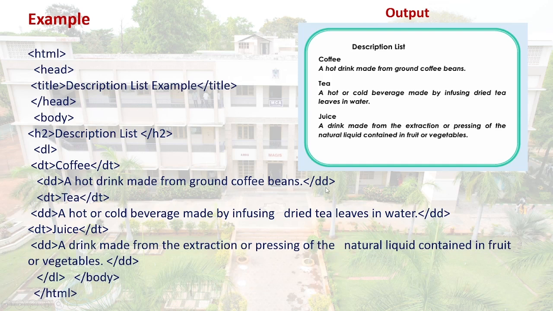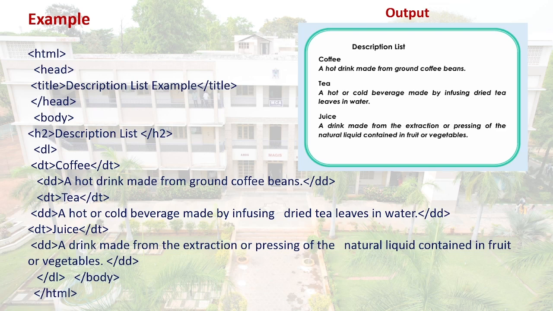So I can close the description. Again I can mention the DT tag. DT tag is used to describe the terms, the data terms, that is tea is a data term. I can describe tea as a hot or cold beverage made by infusing dried tea leaves in water, which must be given within the description tag, that is DD.